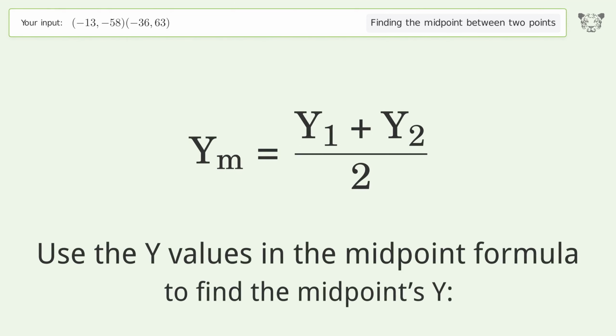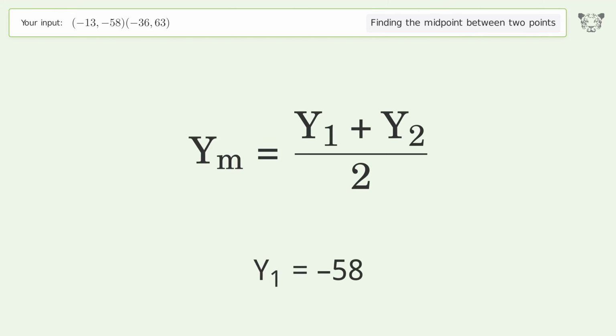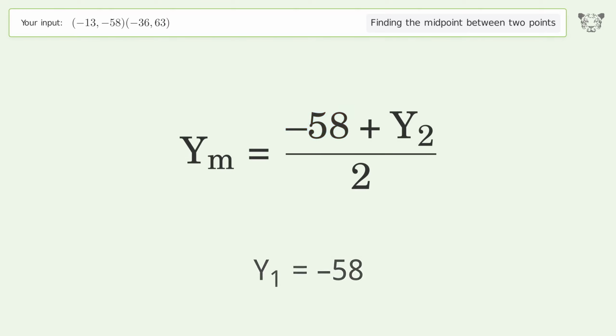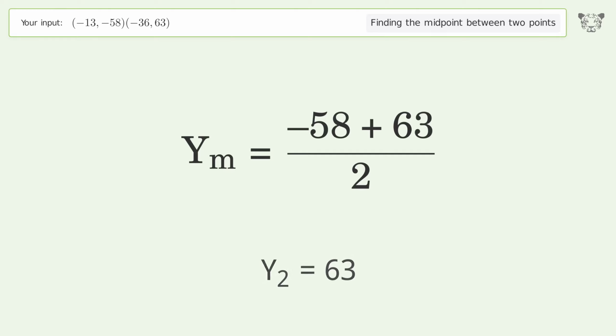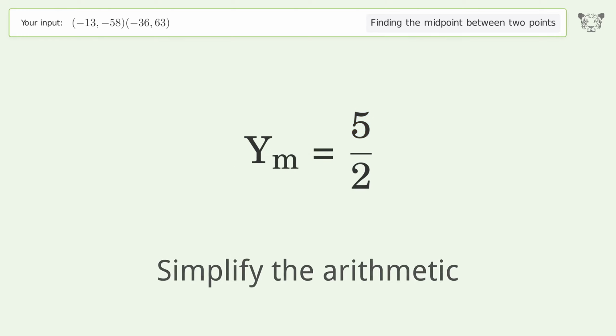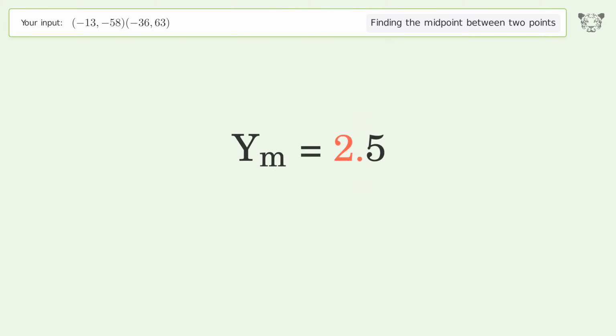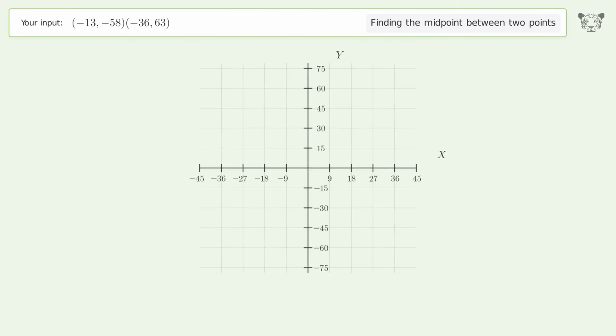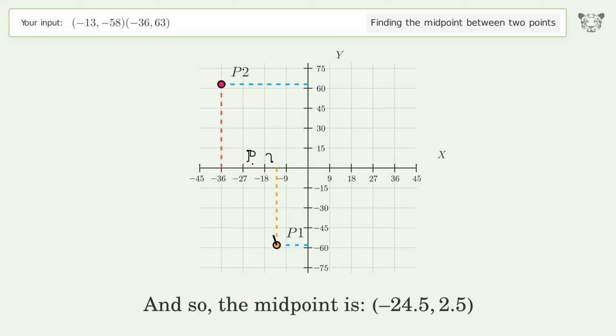Use the y values in the midpoint formula to find the midpoint's y. y1 equals negative 58. y2 equals 63. Simplify the arithmetic. And so, the midpoint is negative 24.5, 2.5.